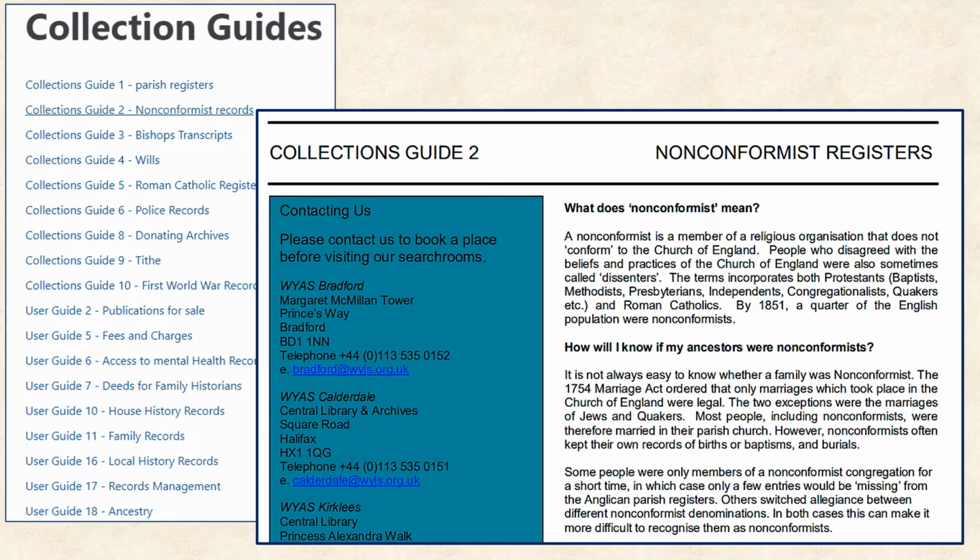And they didn't just stick to one denomination, they could actually move. Maybe it was a nicer Sunday school, or they preferred the minister, of course, or maybe there might be a young man or a young lady in the congregation that they rather had an eye on. It also mentions a magic date for non-conformist records, and that's 1754, and you need to make a note of that. It mentions that Quakers and Jews were exempt from the 1754 Marriage Act.